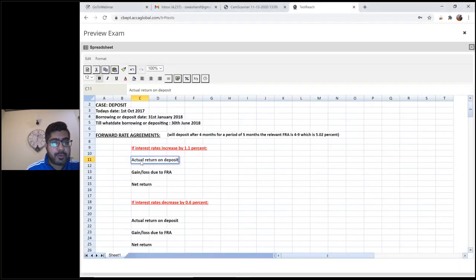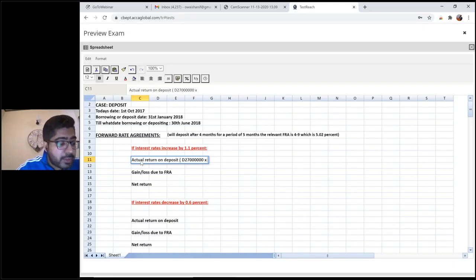This is the actual return on deposit: amount into rate of interest into time period over 12. So, how much amount are you depositing? Dinar 27 million. This is the amount, into rate of interest. What will be the rate of interest? The rates have increased by 1.1.